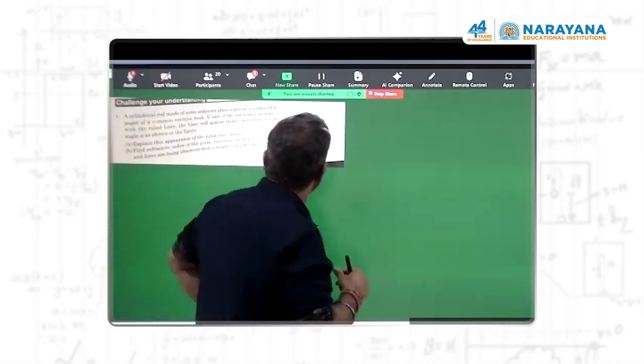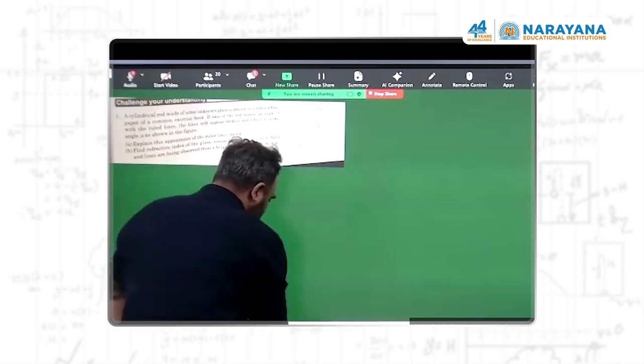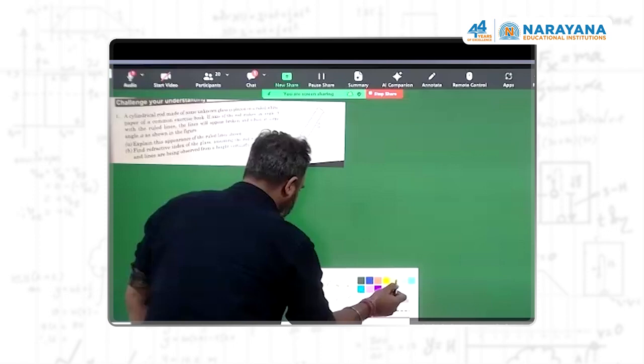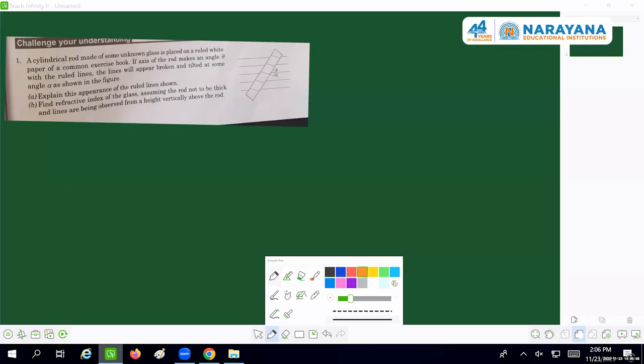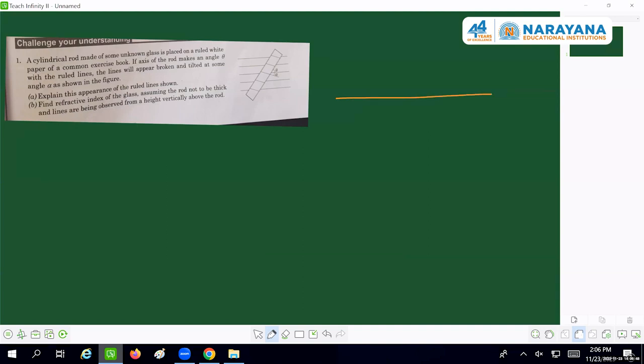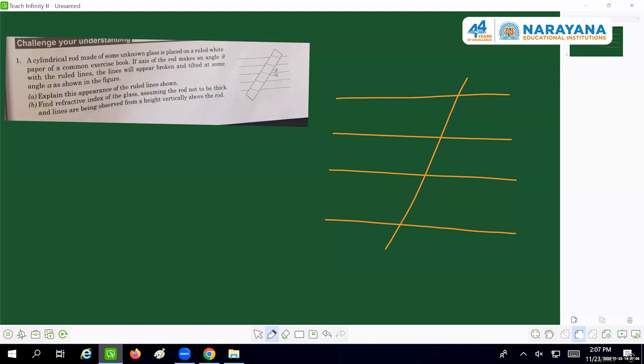The problem here says that if we use a cylindrical rod, let's understand what the problem is. Actually, in the problem, there are some lines on a ruled notebook. Let's say some horizontal lines on a piece of paper, uniformly spaced lines. And we keep a solid cylinder. So this is the top view of that solid cylinder, which is kept on that horizontal sheet at an angle of theta with the ruled lines. This is given to you.